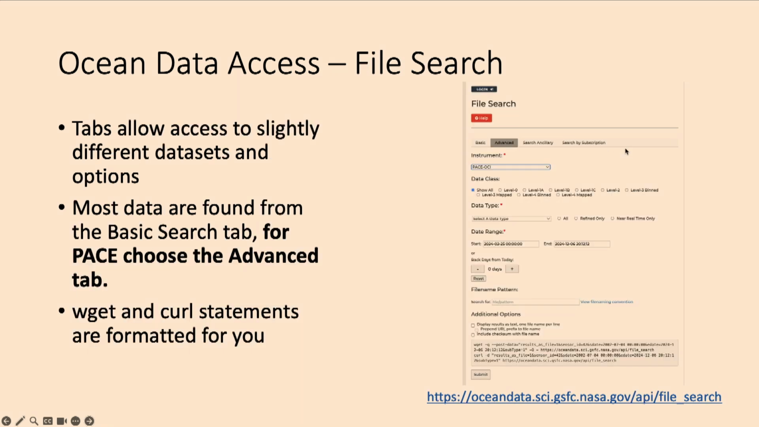Our file search tool has these different tabs: basic, advanced, ancillary, and subscription. And it's the same sort of idea. You choose your instrument and the values that are marked as required, and then you can download or at least find the data for those areas and decide if you wanted to download it. It also formats a wget and curl statement on the bottom, if you notice, as you're making your selections. So that's useful if you wanted to work offline, away from the web browser.